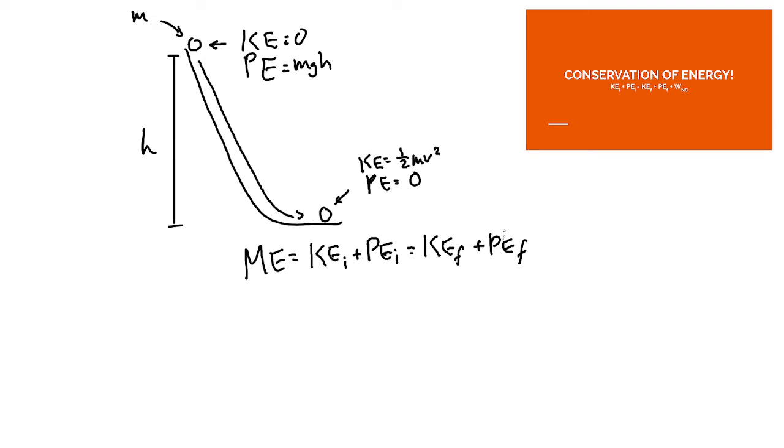Since we have no final potential energy and we have no initial kinetic energy, what we can say is that our total mechanical energy is going to be equal to our initial potential energy, which is also equal to our final kinetic energy. And that little WNC, that just means non-conservative forces. So in our case, typically it would be something about friction. For some problems, it might be something about air resistance, air friction, or something like this, plus something like that.